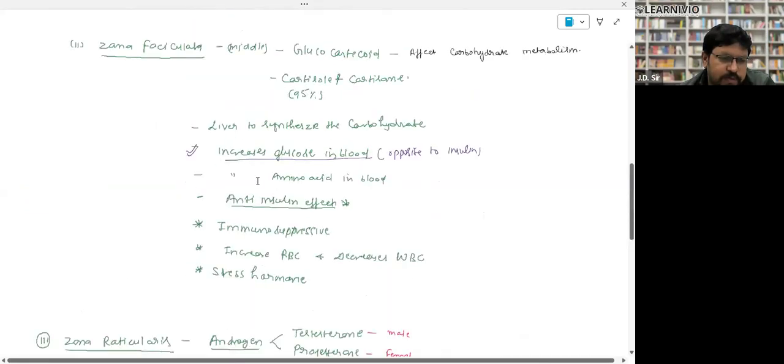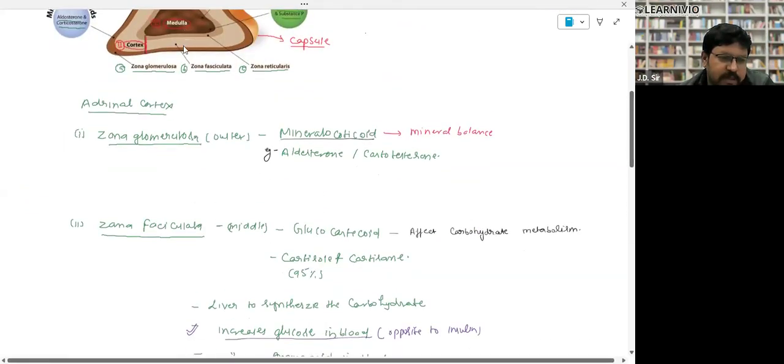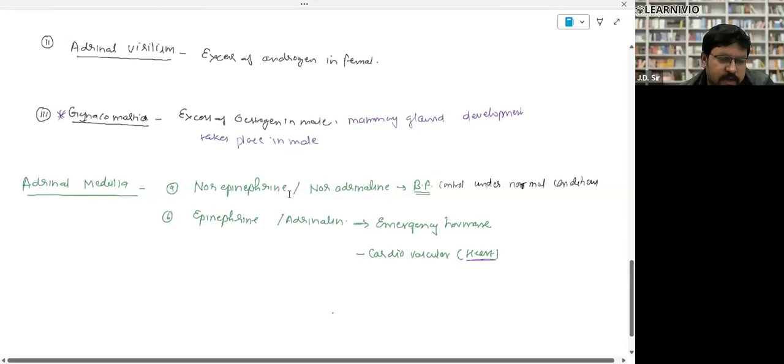So the adrenal medulla. We studied the cortex part, then the medulla, the central part. The medulla secretes norepinephrine, also called noradrenaline. It controls the blood pressure at normal conditions. Epinephrine is called adrenaline, so it is the emergency hormone. It is responsible for controlling heart rate or cardiovascular activity.